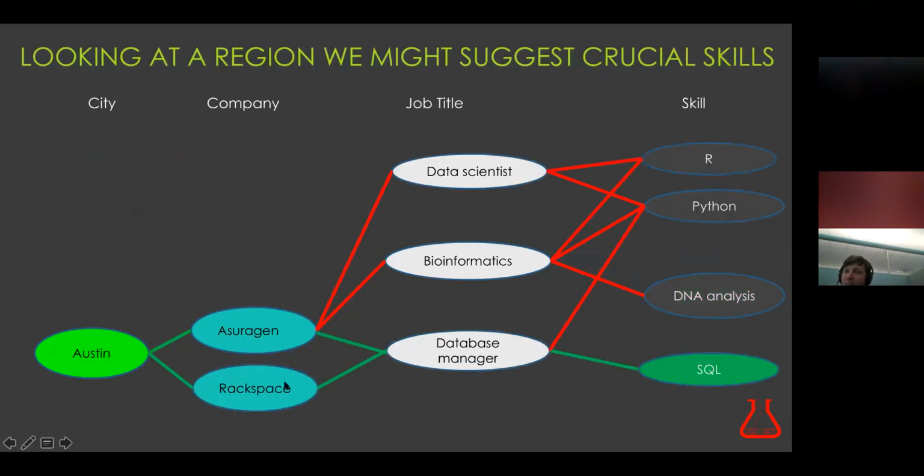You can traverse the other way and say, okay, if I want to live in Austin, is there a skill that I have to have? And in this schema, we see that everybody's asking for somebody who knows SQL. So we can filter by Austin or another place and say, okay, well, these other skills are less absolutely required, but SQL is required by both of these companies for database manager.